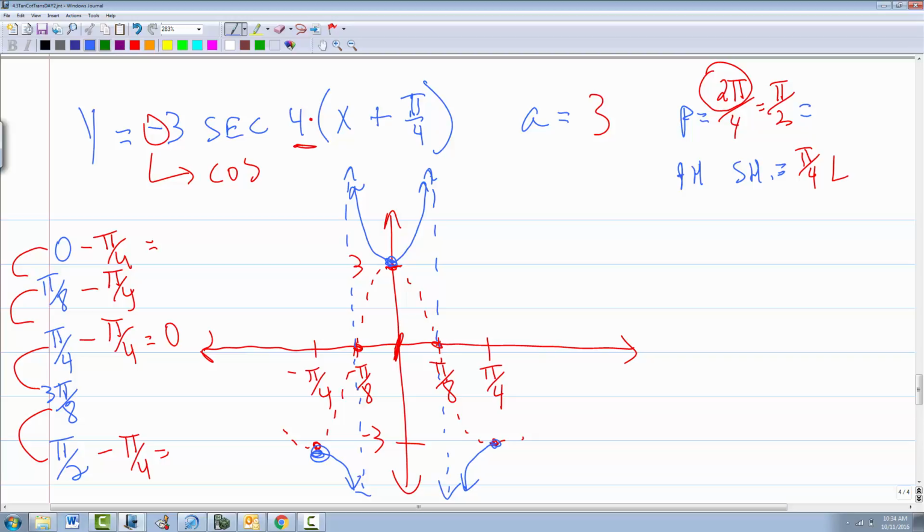Now, let's go a different color, maybe like green. 1 pi over 8, 2 pi over 8, 3 pi over 8, and it sticks. Now we're doing another period. 4 pi over 8.